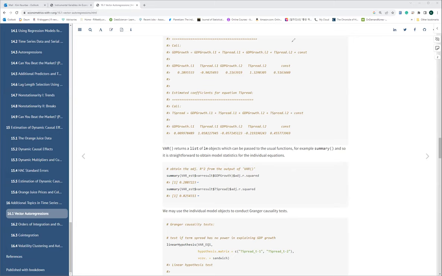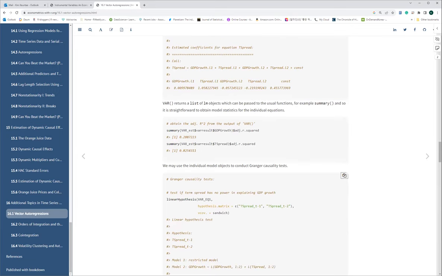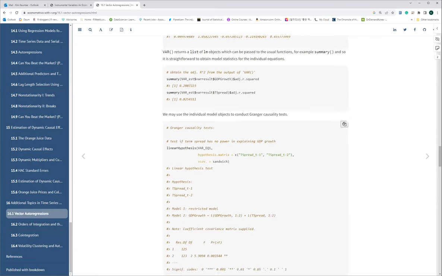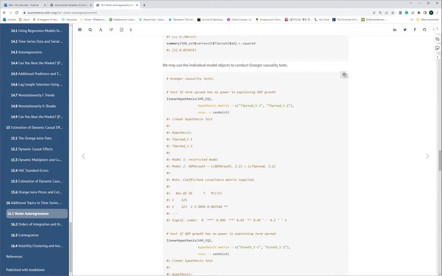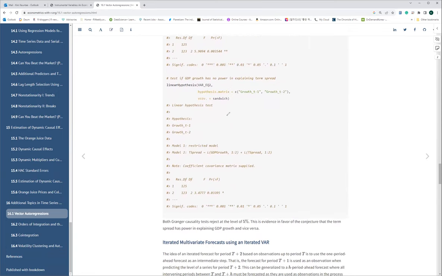So in this case, our model explained the T spread much better compared to the GDP predictions. And also, as we always look at chapters 14 and 15, we can try to do the linear hypothesis test. That tells us whether our time series data is stationary or non-stationary. The linear hypothesis test also tells us how well our model is fitted for predicting future values. So this kind of significance test, like the F test in this ANOVA test, also says that at the level of 5%, the term spread has prediction power for the GDP growth and vice versa.